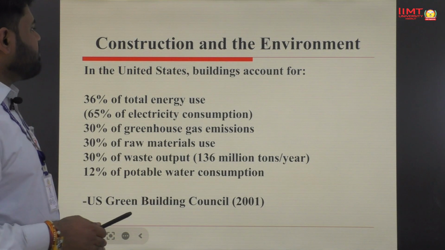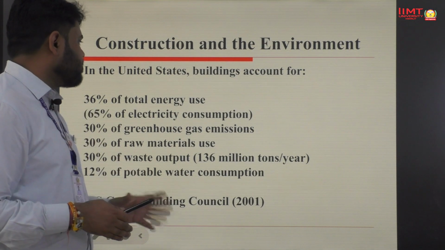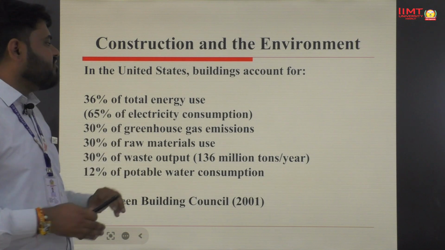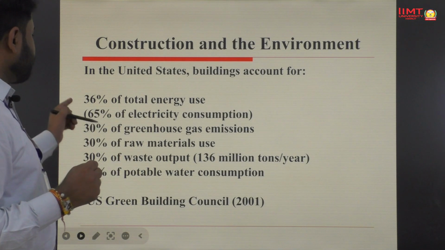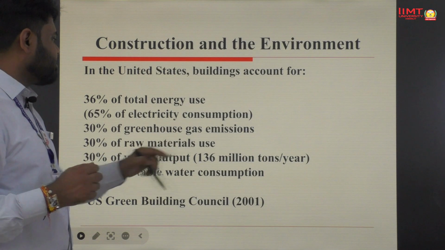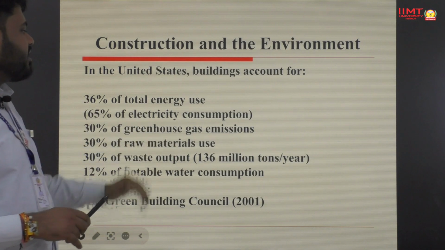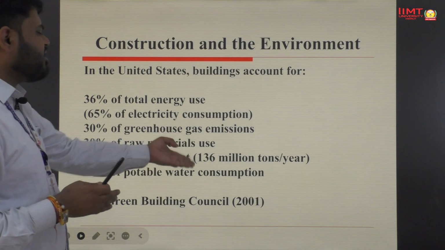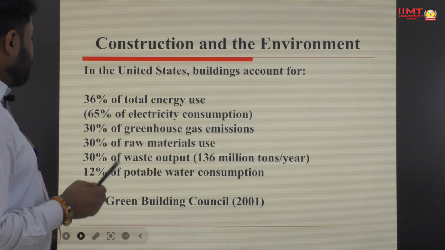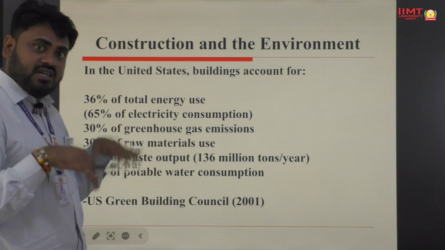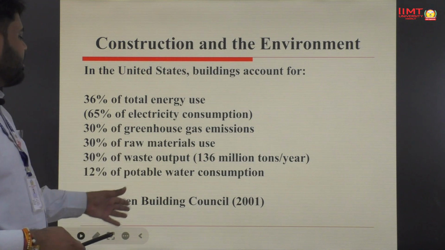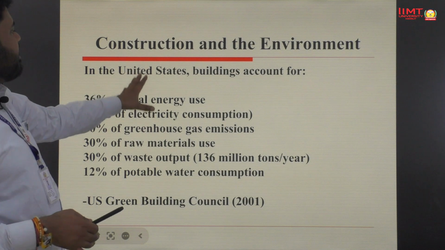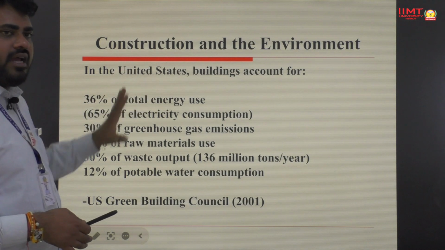In the United States, buildings account for 30% of total energy used, 65% of electrical consumption, 30% of greenhouse gas emissions, 30% of raw material use, 30% of wastewater output, 136 million tons per year, and 12% of potable water. The US Green Building Council 2000 gives such a building account of construction and the environment.